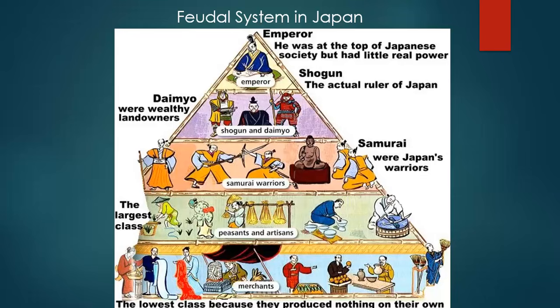Beneath that, we've got the samurai, then we've got the largest class, which is the peasants and the artisans, and beneath that, we've got the merchants. So there was a lower class than that, which we'll talk about in another video, but this gives you just a pretty broad idea of how society was structured into different groups.